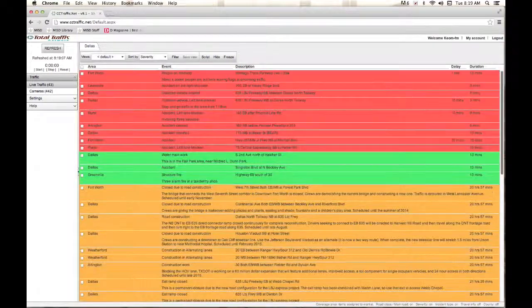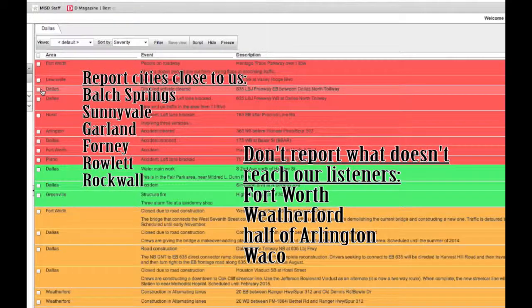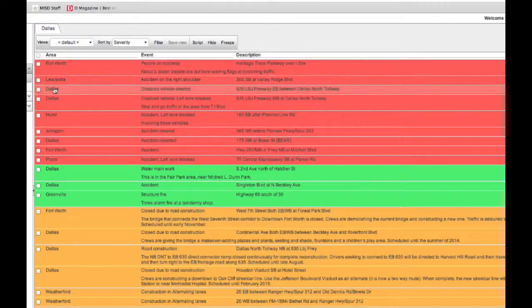You can look down this list, and what you want to pick, usually we require that you pick the blacks and the reds, but they have to be within our listening area. Fort Worth cannot hear us, so don't choose Fort Worth. That's a waste of our listeners' time, even though it does look pretty interesting. Okay, we have Dallas, Hurst, Arlington, those are further out, so we'll pick the Dallas and Plano first. The city's close to us.